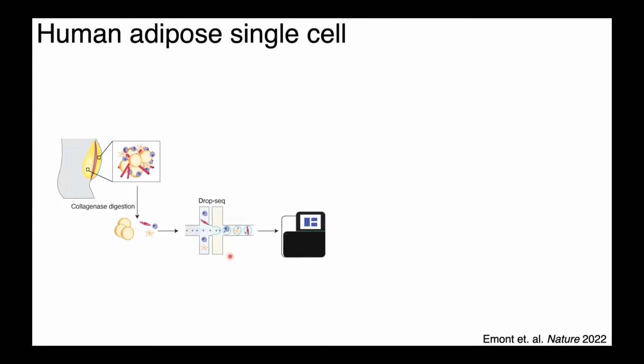However, we really were interested in adipocytes themselves. That was part of the reason why we wanted to do single cell on adipose tissue in the first place, was to see the changes in adipocyte gene expression in different metabolic states.